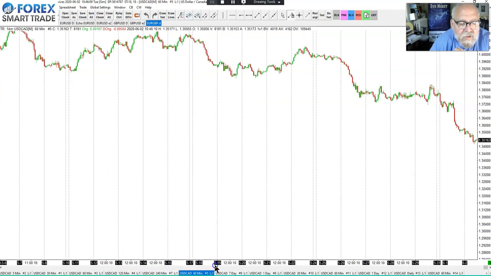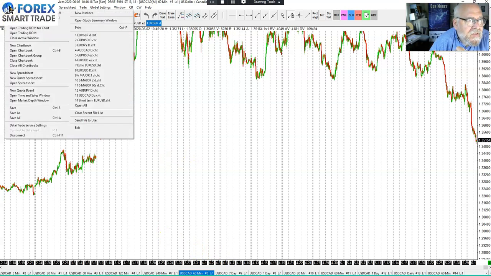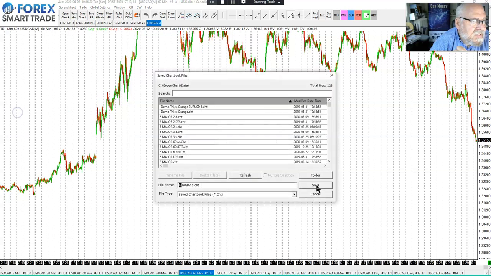So I'm going to squish this up because I want to see where my support and resistance are. Let me just save this. Is it USD? Oops. USD CAD. Come on. USD CAD. Oops.